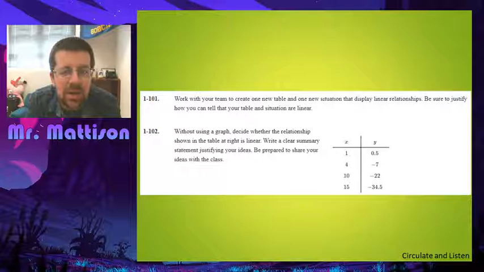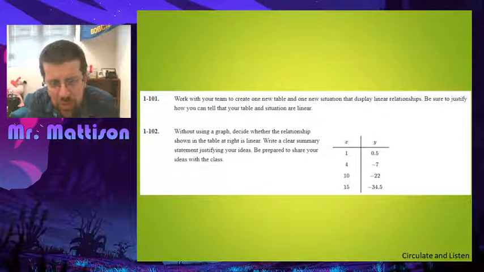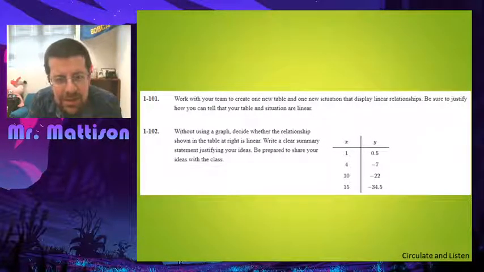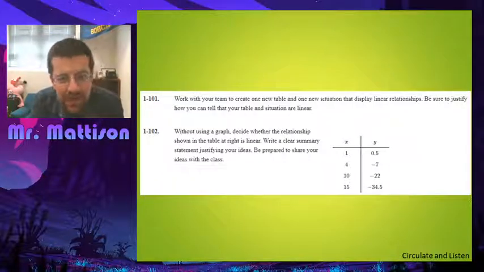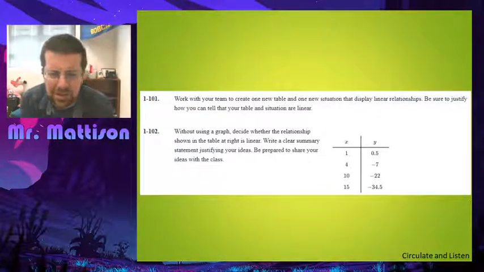And then going from 4 to 10, that's an increase of 6. So that should be double what my change was from 1 to 4, right? So from 1 to 4, I decreased by 7.5. So I should then be decreasing by 15. And -7 to -22 is a decrease of 15. So that is staying consistent there, right?